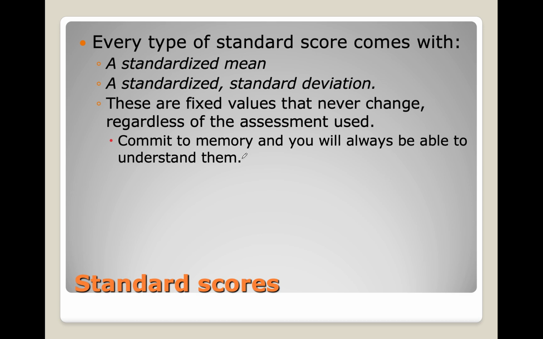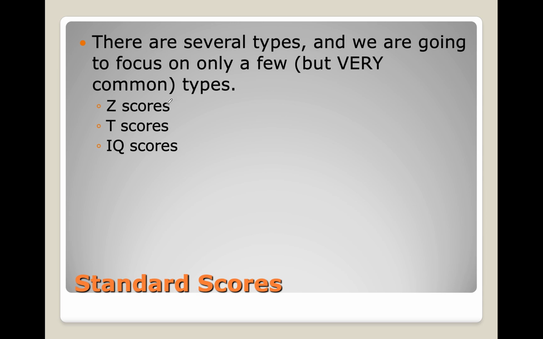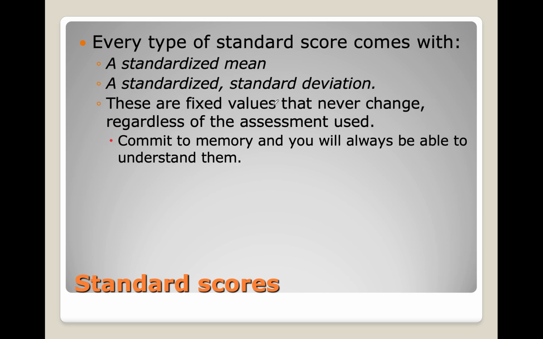So when I say standard score, this is what makes it standard. It has a standardized mean. So anytime you hear the term Z-score, you automatically know what the average is. Nobody has to tell you, right? The person got a Z-score of 1. Well, you know how far away from the mean that is, right? And a standardized standard deviation, right?